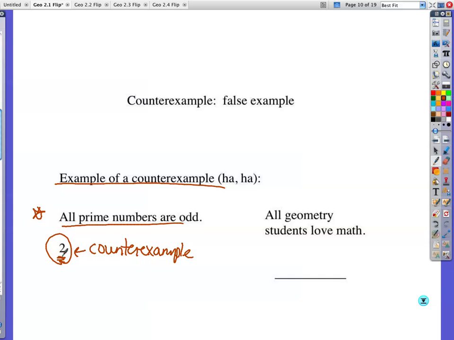If we were in class, all geometry students love math. Usually there's somebody that would raise their hand and say that they do not love math. I would love to believe that every single student in my class just loves math, but it's probably not true. So we're going to say Joe Schmo, because I have nobody in here right now to raise their hand. This person would be the counterexample.